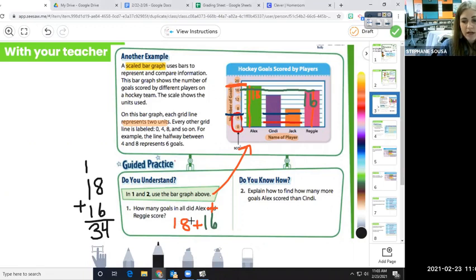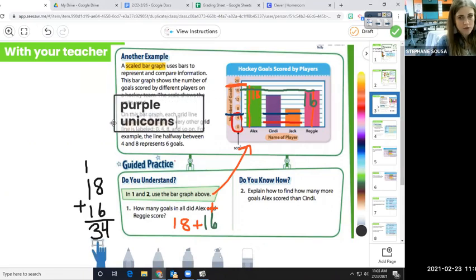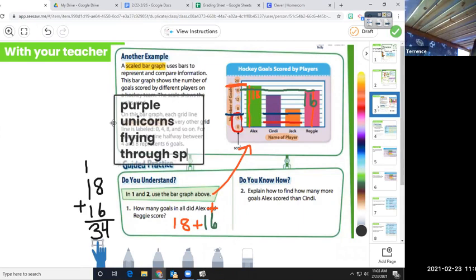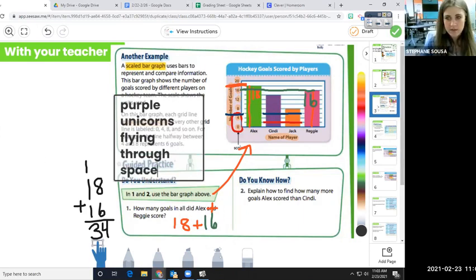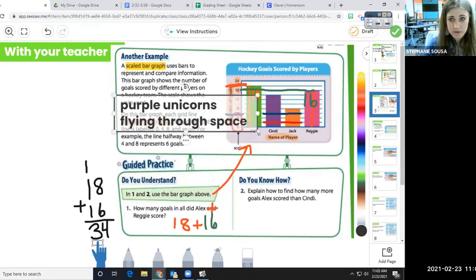So my answer is 34 purple unicorns flying through space. So we're going to add that little label, purple unicorns flying through space. And yay, we've got our correct answer. They scored 34 purple unicorns flying through space.